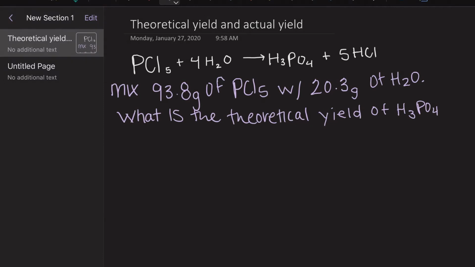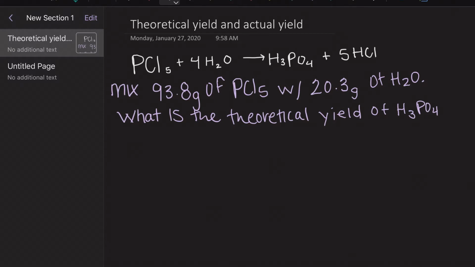Today we're going to talk about theoretical yield and actual yield in chemistry. We're going to start with this problem. This problem asks, if you mix 93.8 grams of PCl5 with 20.3 grams of H2O, what is the theoretical yield of H3PO4? What you need to know, starting a theoretical yield problem, is the balanced reaction, right?